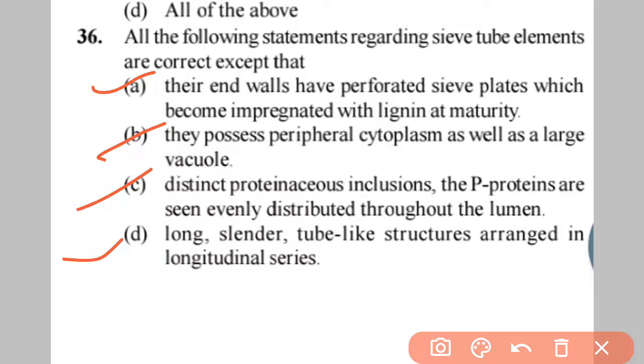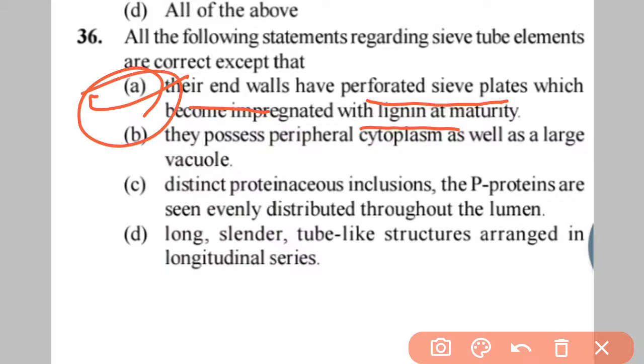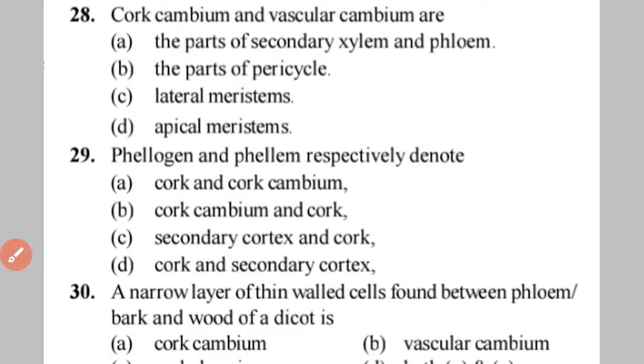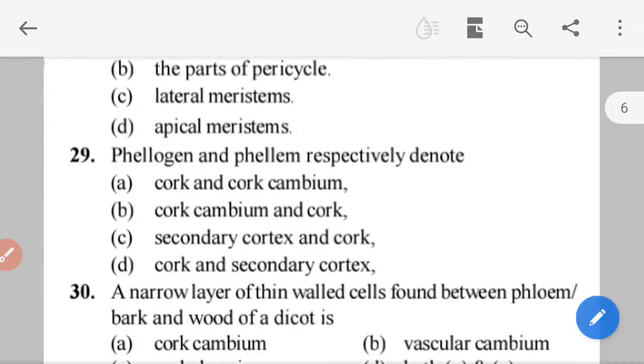So which one is incorrect here? The incorrect one is option A. Their end walls have perforated sieve plates with lignin. No, this is the wrong one here. So the correct option for this is option A. Let's move on to the next question.